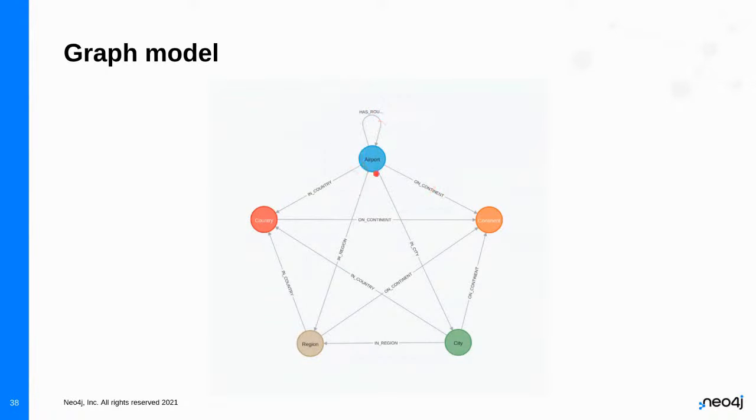I have my airport nodes, and airports are on continents. That's a relationship here. They're in cities. They're in regions, which are just geographic regions within a country. So my region might be in a country. So this is the model that we're going to use.